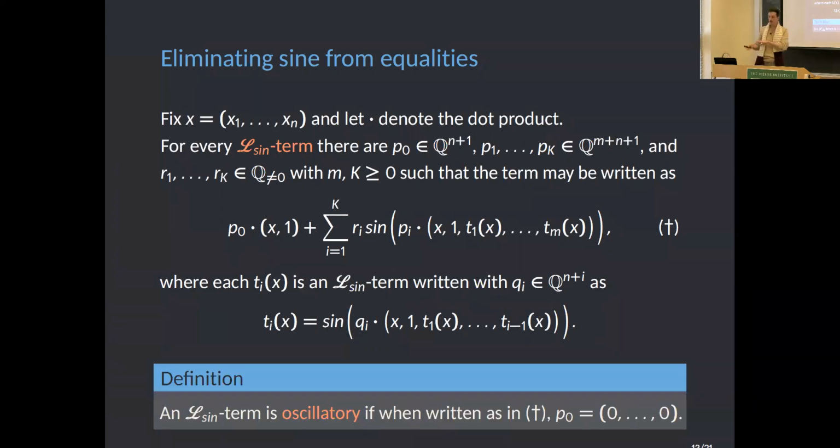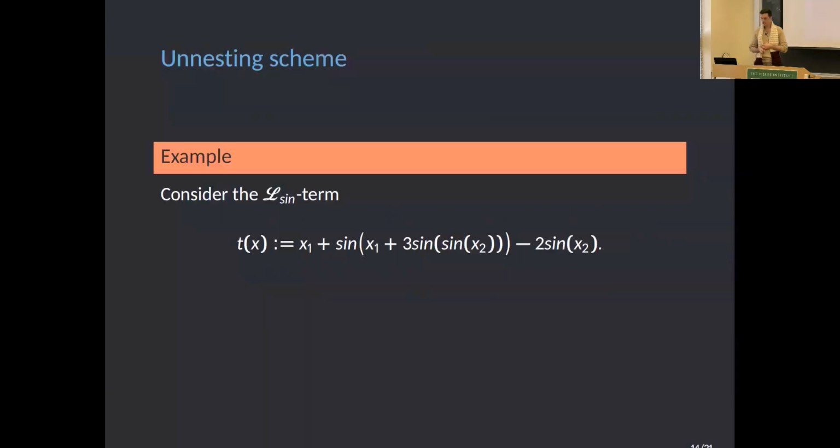Okay, before that example though, another definition is we'll call an L-sign term oscillatory if, when we write it in this Dagger equation form, basically this part is 0. So we can think of an oscillatory L-sign term as just an actual sum of signs with no linear terms on the outermost layer. But of course we can have linear appearances within some sign argument. That's still okay. Otherwise it would have to be variable free.